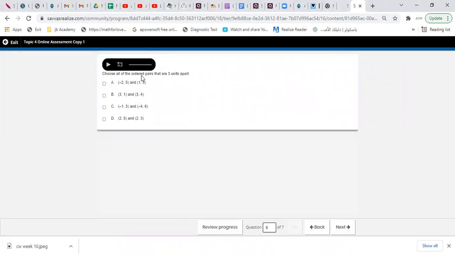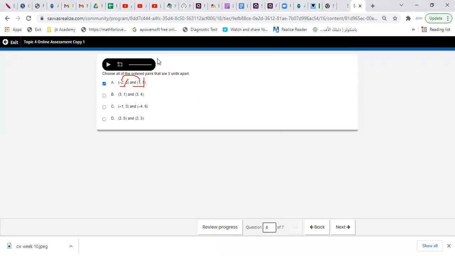Now choose all the ordered pairs that are 3 units apart. So the distance between them should be 3 units. We start with this one. We ignore the similar coordinates. Here we add the absolute values because they have different signs: 2 plus 1 equals 3. So A is correct.